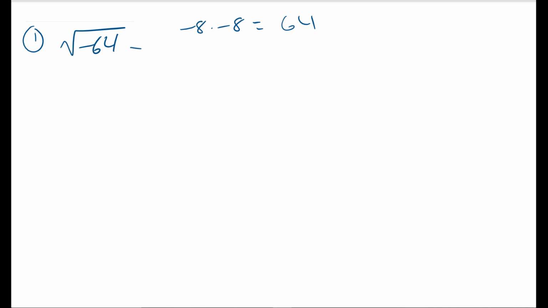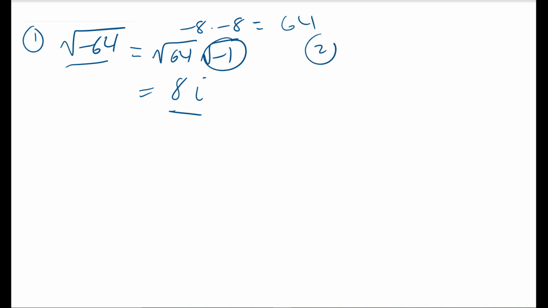But we do know that 8 times 8 is 64. So basically, break this up into square root of 64 and square root of negative 1. And square root of negative 1 is equal to i. That's what we call i. So square root of 64 is 8, and so it becomes 8i. So you can go straight from this to the answer by saying, okay, well, square root of 64 is 8, and then since it's negative, it's imaginary.